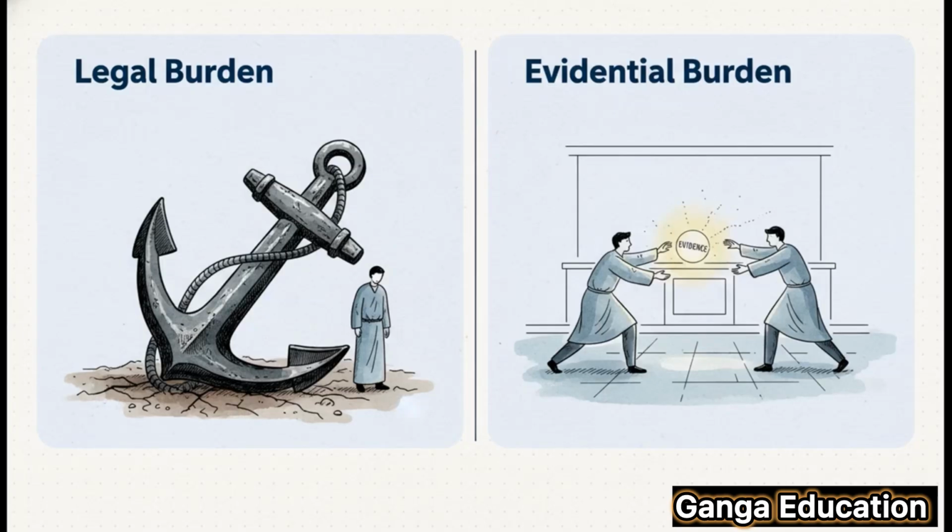The case of Rangamal versus Kupaswamy explained the difference between two types of burdens. The first is the legal burden, which is the responsibility to prove the entire case. This is fixed, and it generally rests on the person who files the case. It never shifts. The second is the evidential burden, which is the burden to prove a specific fact. This can shift from one party to another during the trial. As soon as one party provides some evidence, the other party has to provide evidence to rebut it.